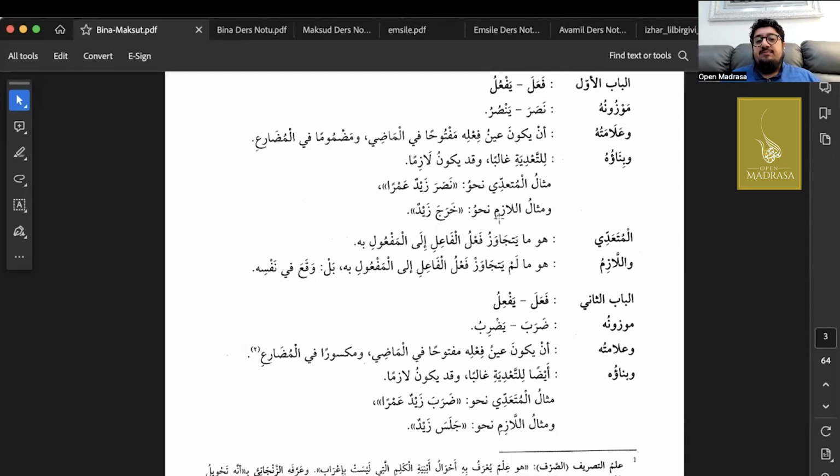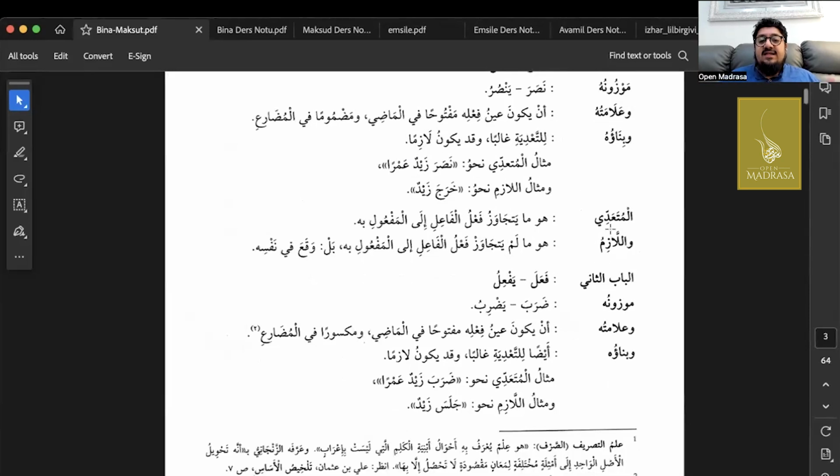And now he's given the example, مثال المتعدي, an example of this transitive, نحو نصر زيد عمرا. Zayd helped Amr. ومثال اللازم, an example of lazim is نحو خرج زيد. Zayd left. The khuruj does not impact, it's a lazim verb, it's intransitive. But it is خرج يخرج, it's on the same template. And then he explains what is al-muta'addi. هو ما يتجاوز فعل والفاعل إلى المفعول به.